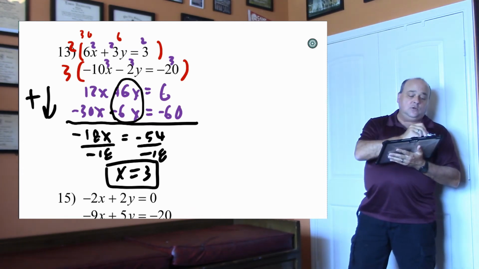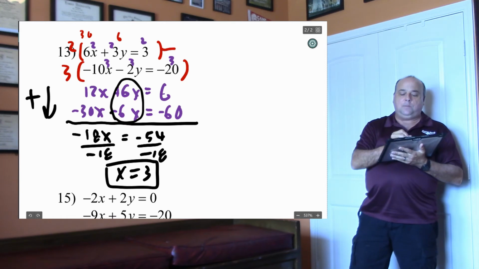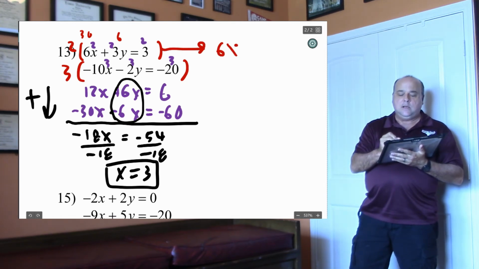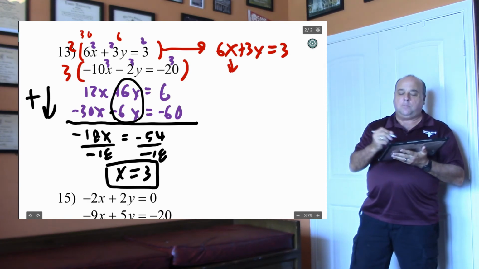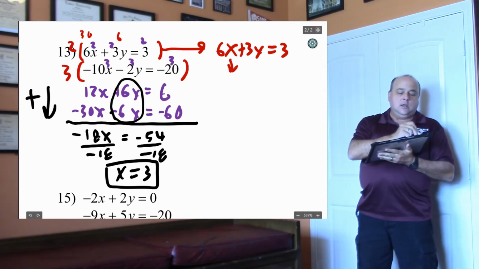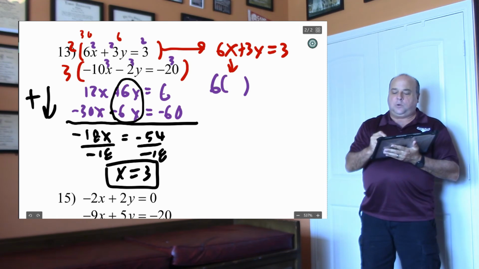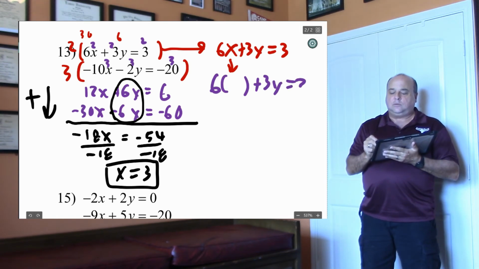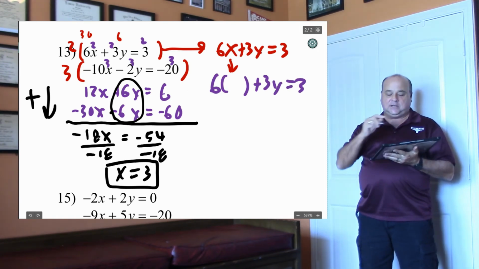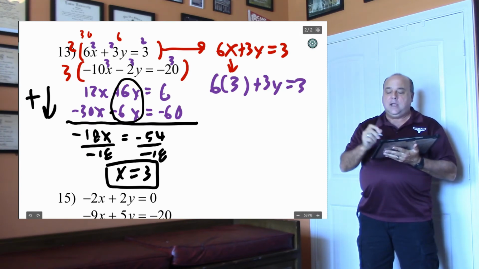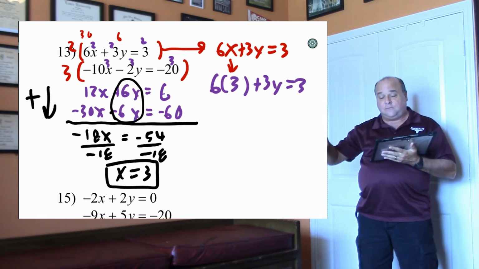Now then, I forgot to do this, but go to the top. I would pick this one. The numbers are smaller, right? 6x plus 3y equals 3. I know x, so I'm going to plug in for that x, aren't I? So 6 parentheses plus 3y equals 3. And what am I going to plug into that x? I'm going to plug in the 3, right? Now I'll only have a y. I can solve for y.